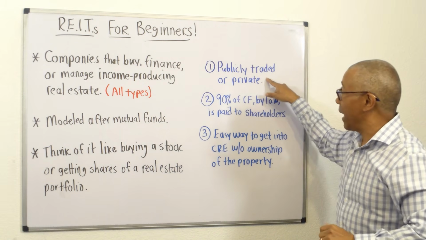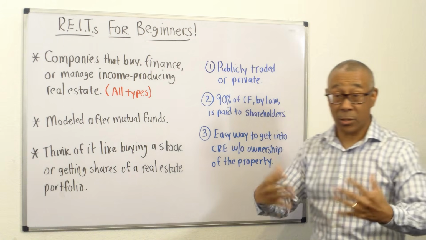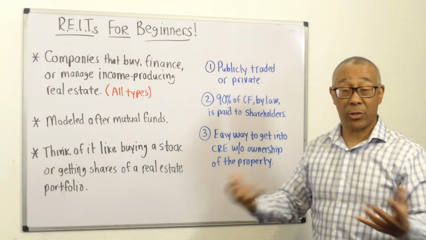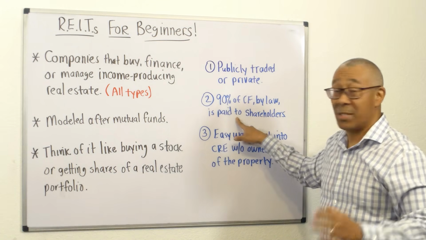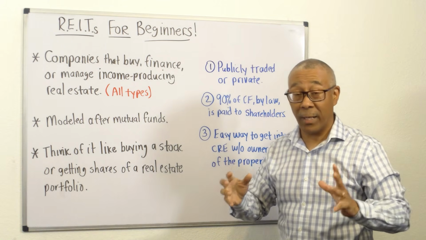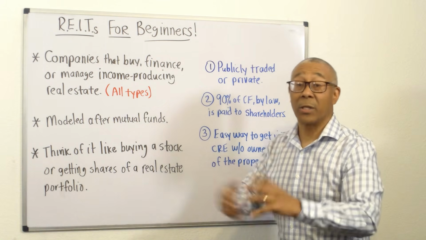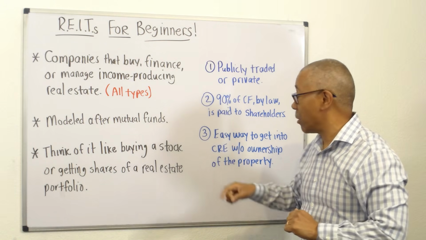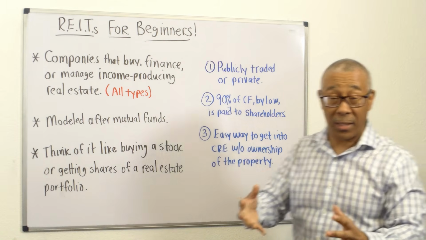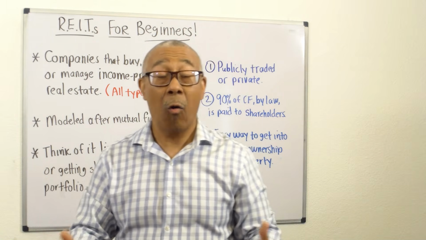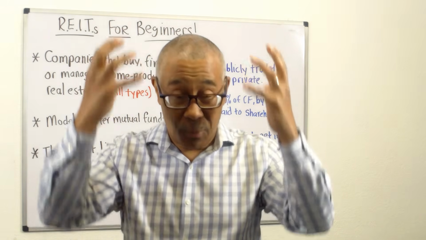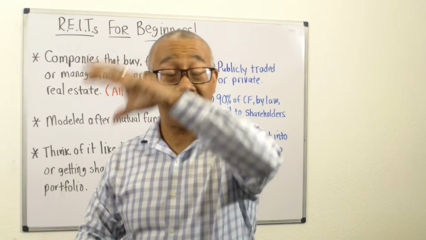Number one, a REIT can be publicly traded on the stock market, or it can be a private REIT, right? Where it's not registered with the government. Number two, 90% of all cash flow of a REIT must by law be redistributed to the investors. That's the IRS code. And number three, it's an easy way for you to jump into commercial real estate without owning the actual property.